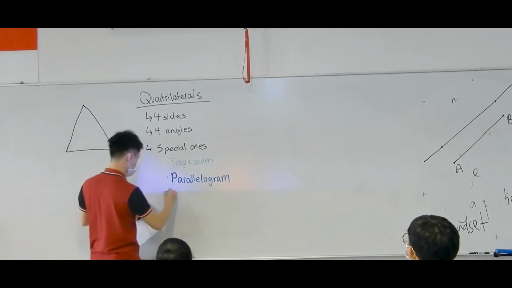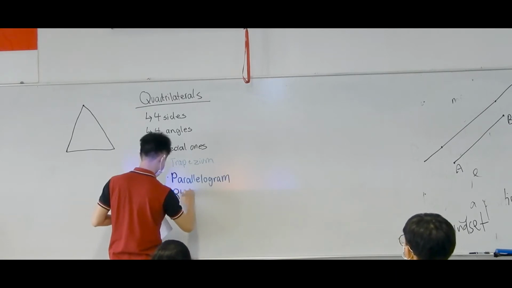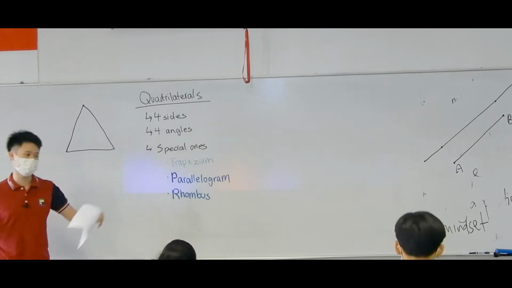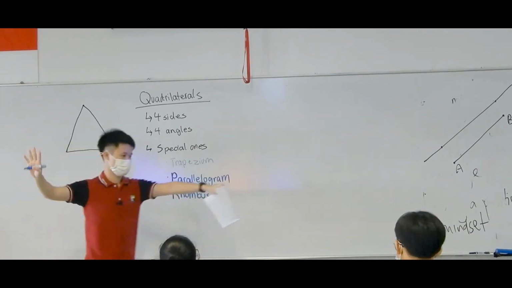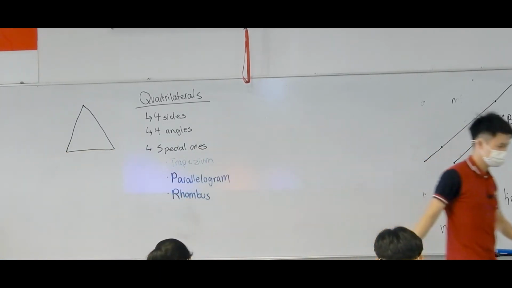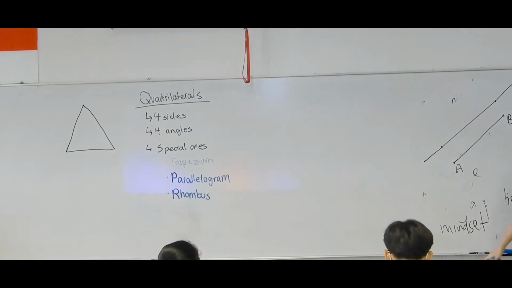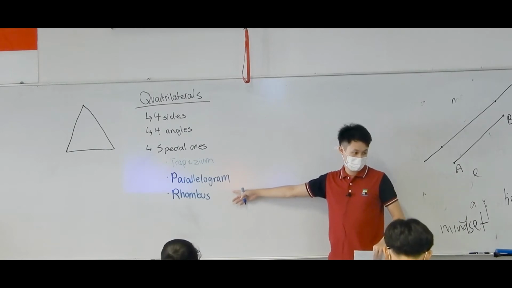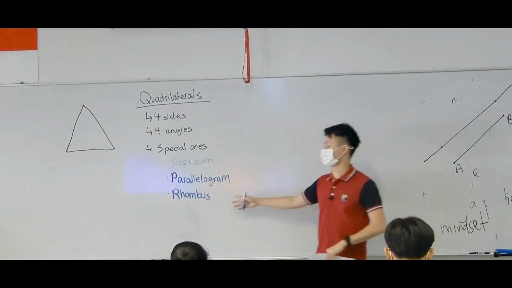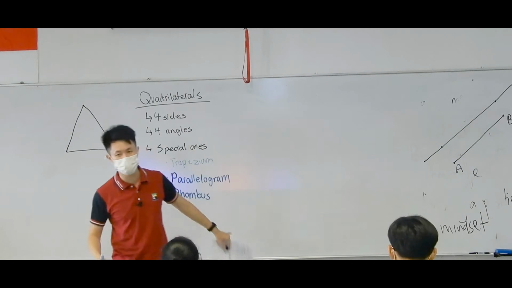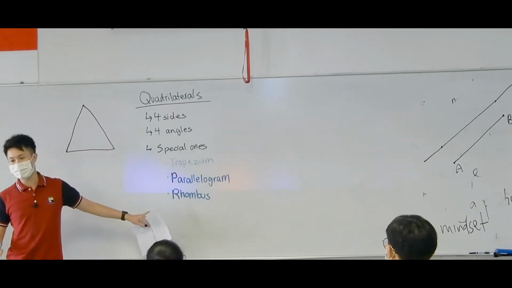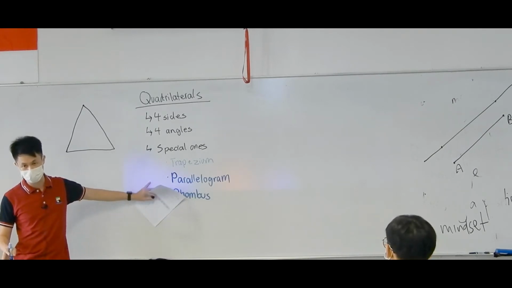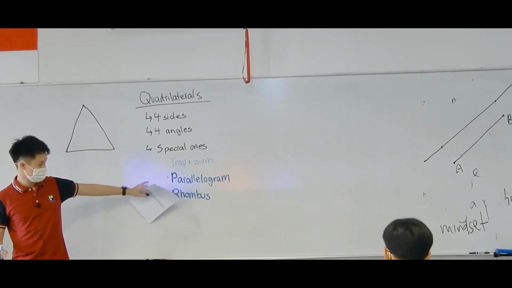Rhombus. But what is a rhombus? Anybody want to guess what is a rhombus? Two pairs of parallel sides. Okay, or can I say a rhombus is a parallelogram? Yes, right, because it's the same. A rhombus is a special form of a parallelogram. I say again, a rhombus is a special form of a parallelogram. We will look at the sides later. Any more?